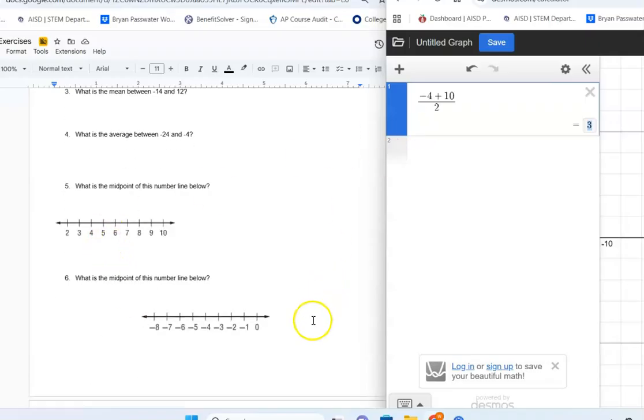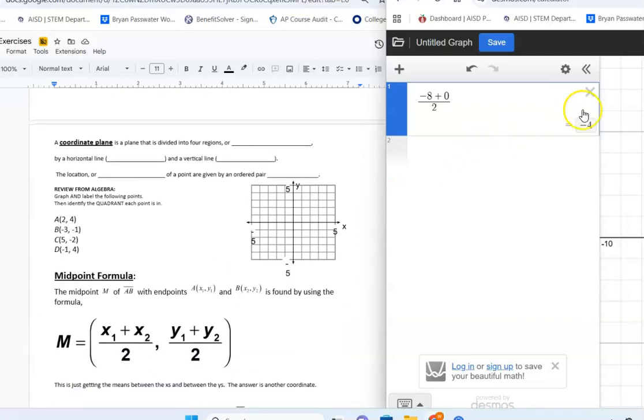So let's say for number 5 and 6, instead of given two numbers, you're given a number line, like this. So what you do is you take the smallest number, and 5 would be 2, and you take the biggest number, which is 10, and you get the mean of those numbers. So I'll do 6 because that's a little weird, but it's the same concept as 5. I take the smallest number, which is -8, and I add the biggest number, which is 0, and I divide it by 2, and that means the mean is -4. Midpoint is -4. Like literally, it is the middle of the number line.